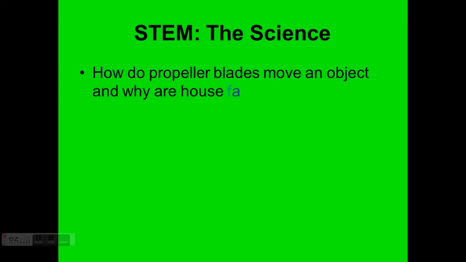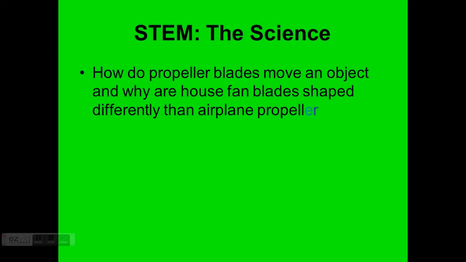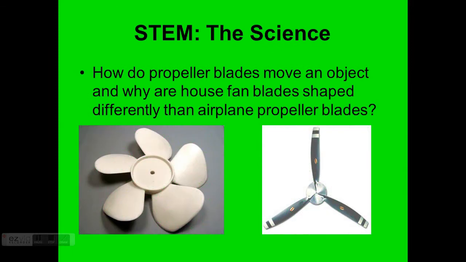So let's see what we need to think about with this project. And remember, we always try to address this as a STEM approach. So here's the science in our STEM project. How do propeller blades move an object, and why are house fan blades shaped differently than airplane propeller blades? Here are two examples of fan blades. This would be a fan that you would commonly see in a little fan that's sitting in your house to move air around. Here would be an airplane propeller.